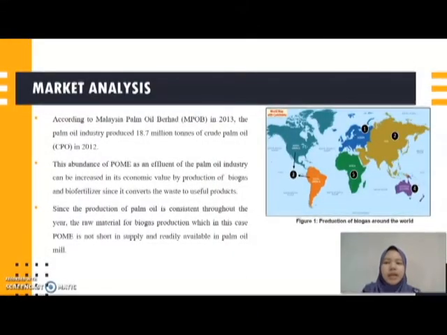Okay, for the market analysis part, according to Malaysian Palm Oil Board, the palm oil industry produced about 18.7 million tons of crude palm oil. And this abundance of the palm oil mill effluent from the palm oil industry can be increased due to its economic value. And since the production of palm oil is very consistent throughout the year, the raw material for biogas, in this case POME, is not short in supply and readily available in the palm oil mill.